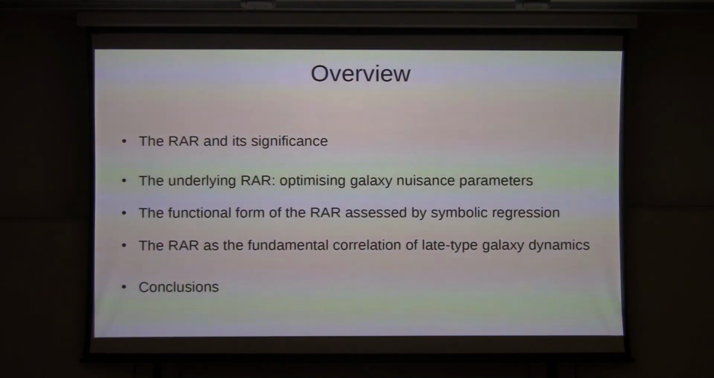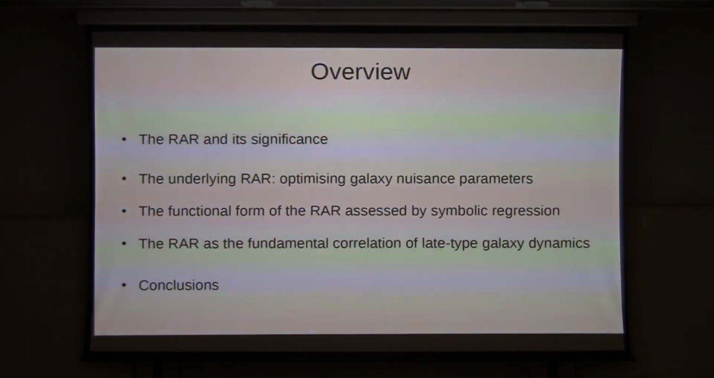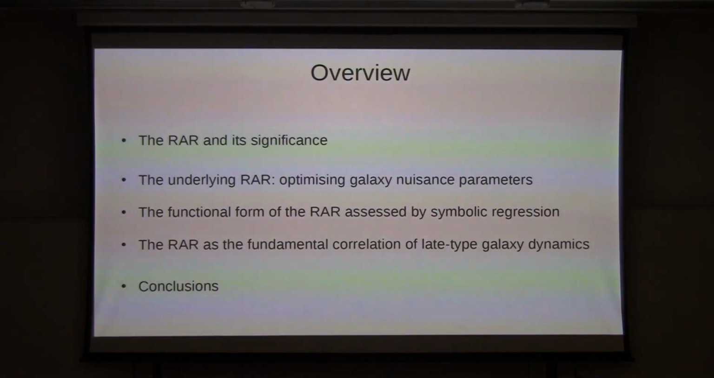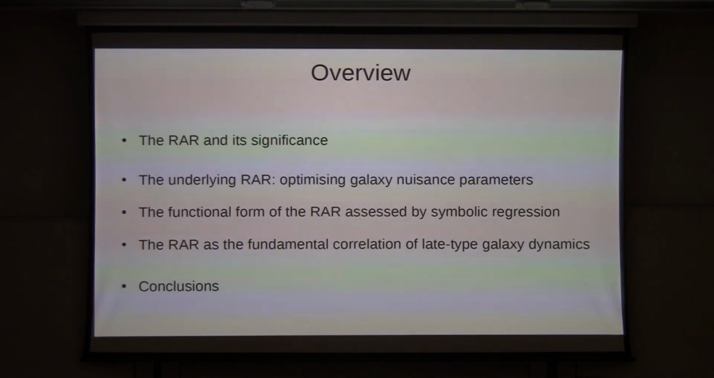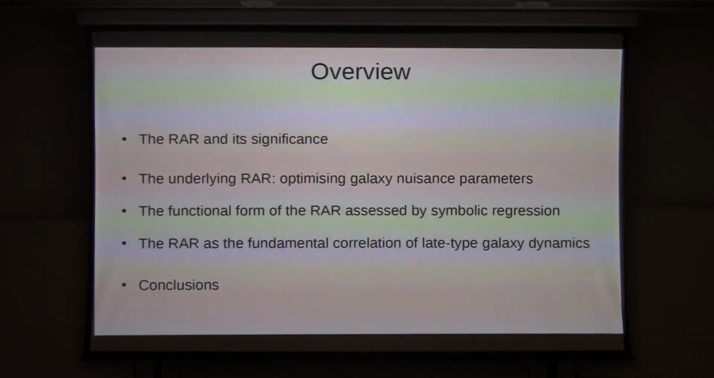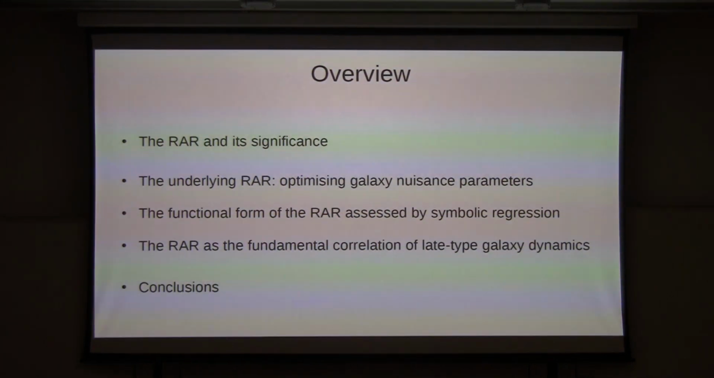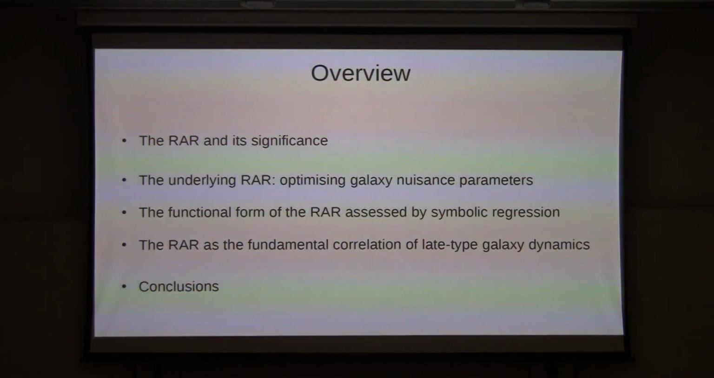The first is to optimize the nuisance parameters of galaxies that the coordinates of the RAR depend on in order to reveal the intrinsic, or what I call the underlying, radial acceleration relation. The second is to use a technique called symbolic regression to try to understand the functional form of the radial acceleration relation, and specifically whether or with what probability it satisfies the Mondian limits of a Newtonian regime, the MOND regime.